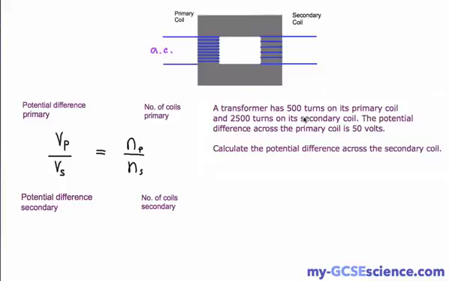Okay, so here we have a transformer that has 500 turns on its primary coil and 2,500 turns on its secondary coil. The potential difference across the primary coil is 50 volts. Calculate the potential difference across the secondary coil. Okay, so this doesn't actually relate to this diagram. It's something separate that we're going to have a look at now. So if you want to, have a go at this yourself now, and then I'll go through the answers, but if not, I'll just go through the answer now and you can see how it's done. So all we do is we plug in the values into our formula.